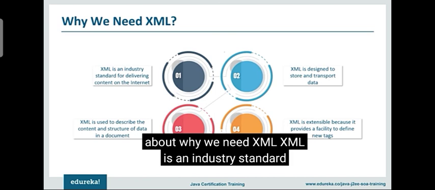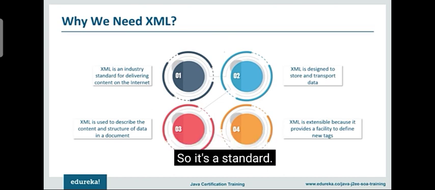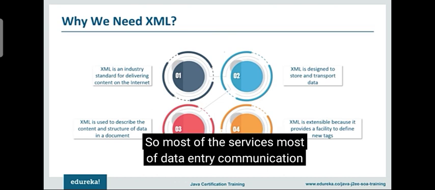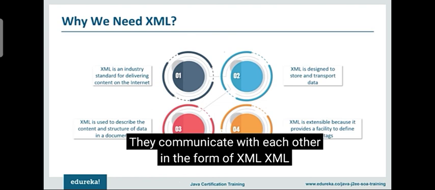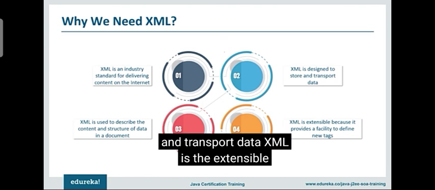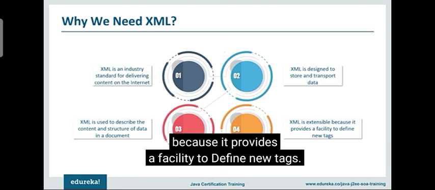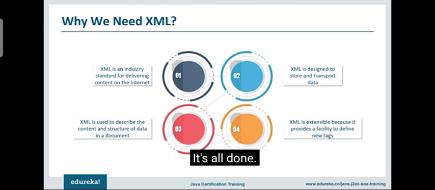Why do we need XML? XML is an industry standard for delivering content on the internet. So it's a standard. Most of the services, most of the data intercommunication that's happening within the internet is done in the form of XML. They communicate with each other in the form of XML. XML is designed to store and transport data. XML is extensible because it provides a facility to define new tags. It's not that once you define it, it's all done.